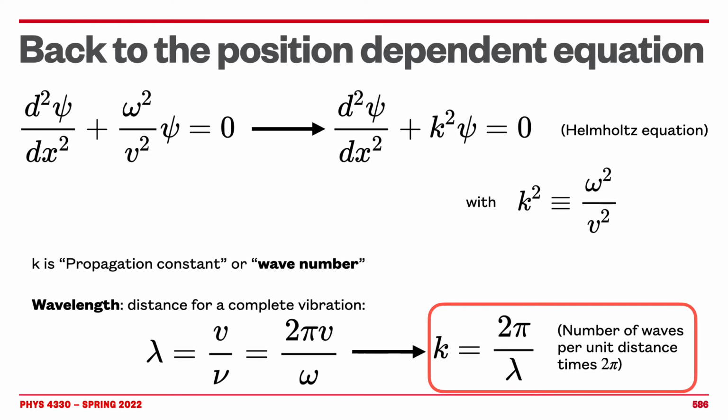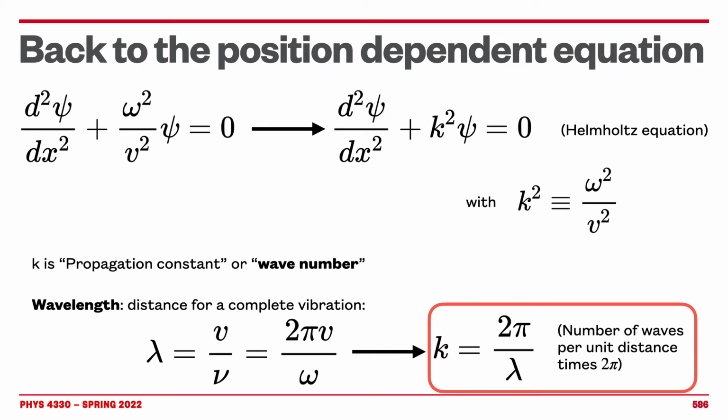But in any case, the wavelength is 2 pi v over omega, and we see that v over omega is the inverse of k, according to the definition that I just provided. In other words, we find that k is equal to 2 pi over lambda. Just for a second, forget that we had a 2 pi here. K being equal to 1 over lambda simply tells you how many waves we have per unit distance, right? If lambda is the length of the period, 1 over lambda is going to give you the number of such complete waves per unit distance.